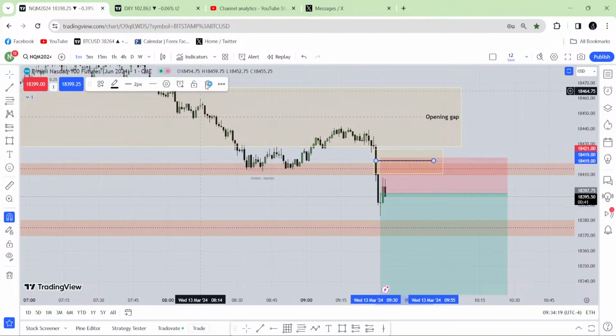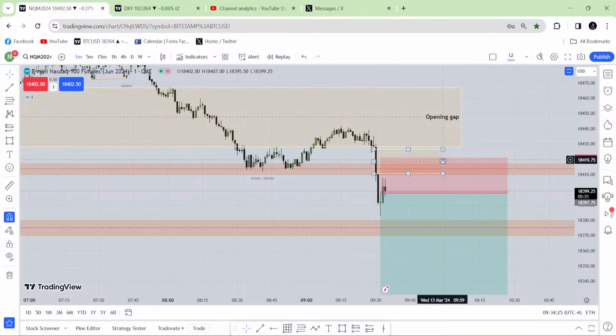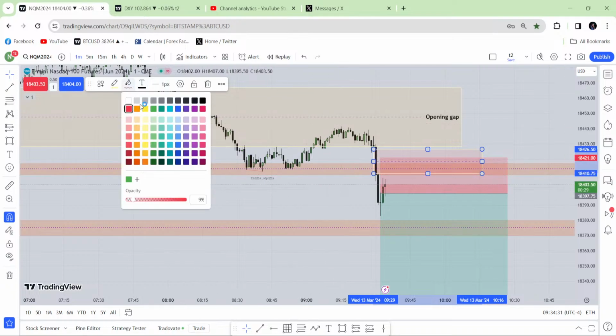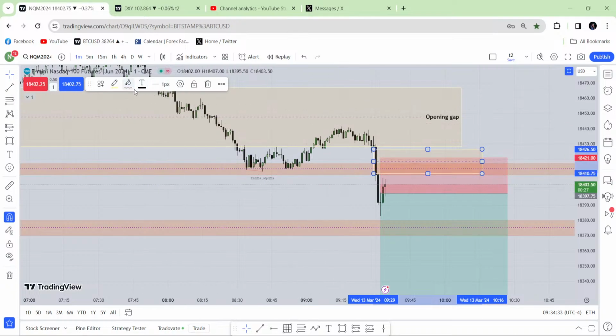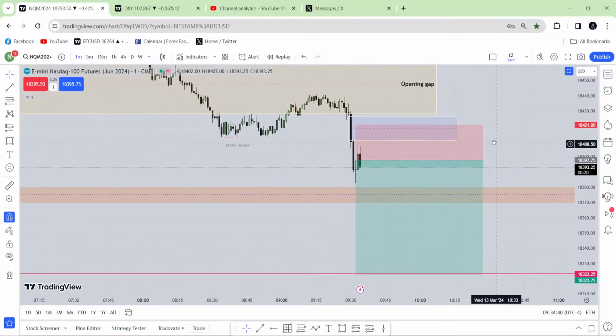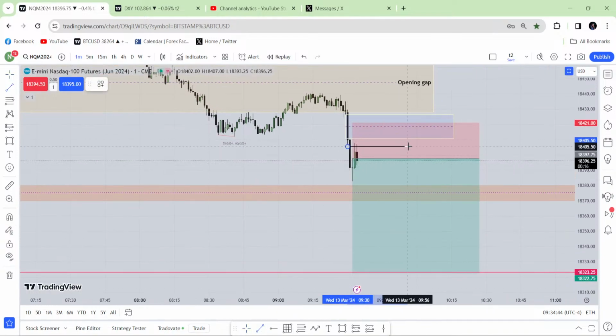Okay, I don't need that line actually. Market should not close above the consequent encroachment of the breakaway gap. So I'm going to change the color over here. What happened? Okay, I'm going to remove this one from my chart, and this is the entry fair value gap over here. This is the entry fair value gap.